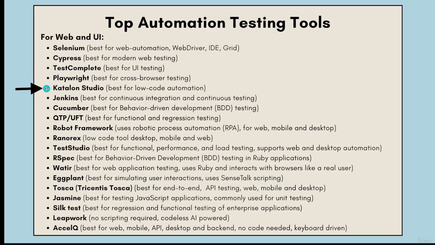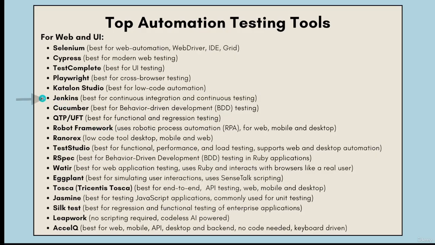Okay, next we have Katalon Studio, which is best for low-code automation. It's commercial, but there is a free version available with basic test automation features. The paid one has advanced features like test case sharing, debugging tools, and integrations. It also has better customer support. You can use it for web, mobile, API, and desktop testing. It supports Java and Groovy, and it's popular because it's beginner friendly. It has built-in test cases and also record and playback options.